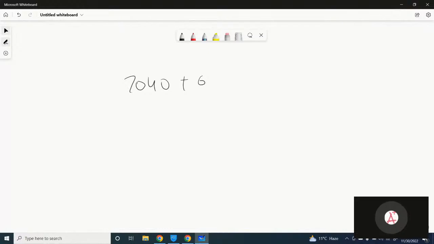7,040 and 6,448. You have to add them. Got it? Before that, you have to estimate the answers. So you have to first round off the numbers to the nearest thousand. 7 is at the thousands position, and the digit right after the thousands is a 0. 0 is less than 5.